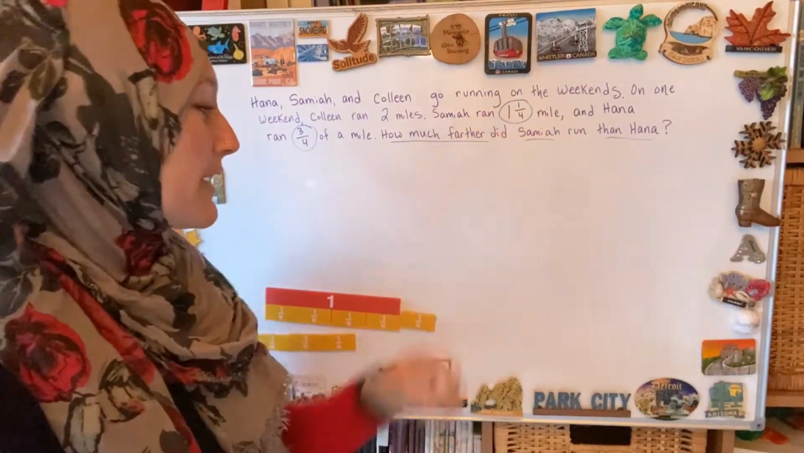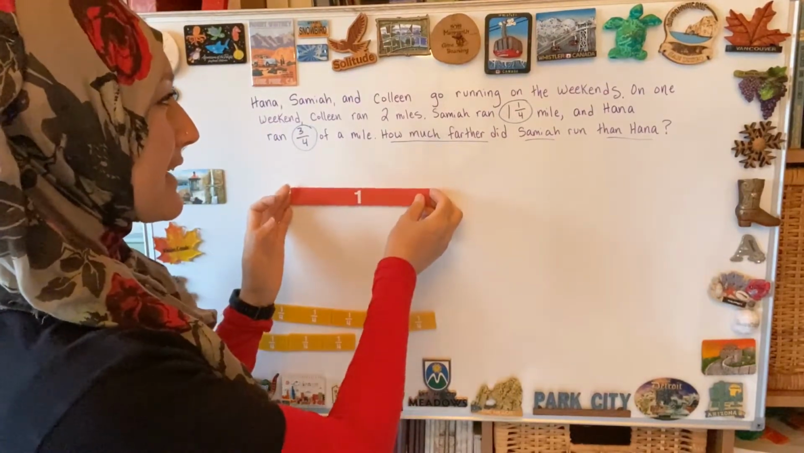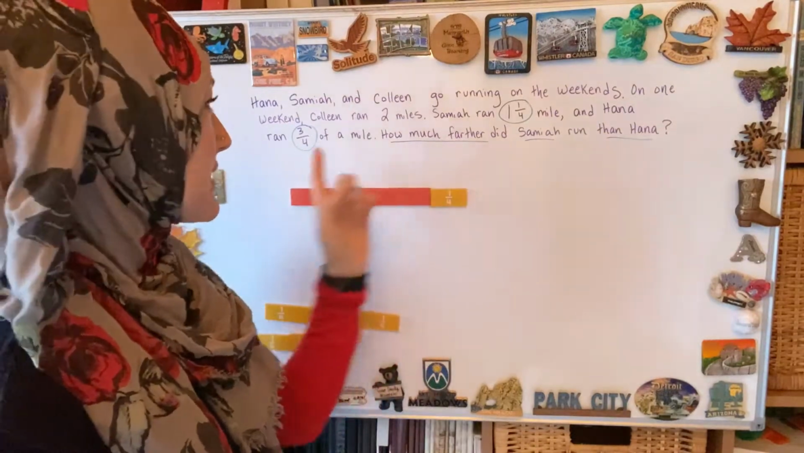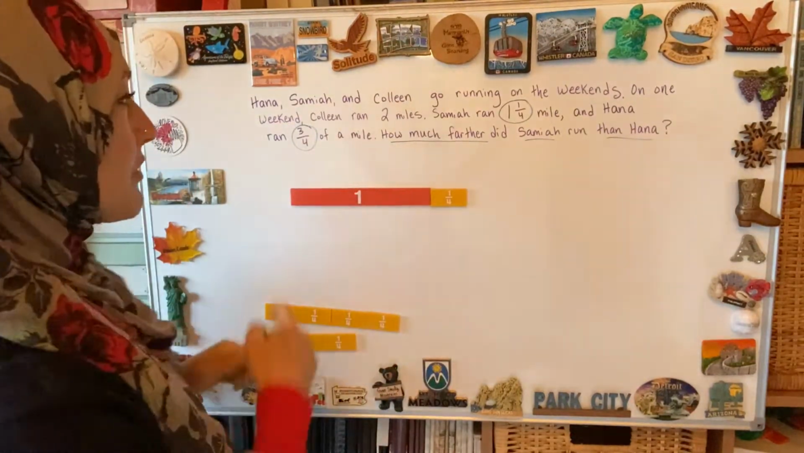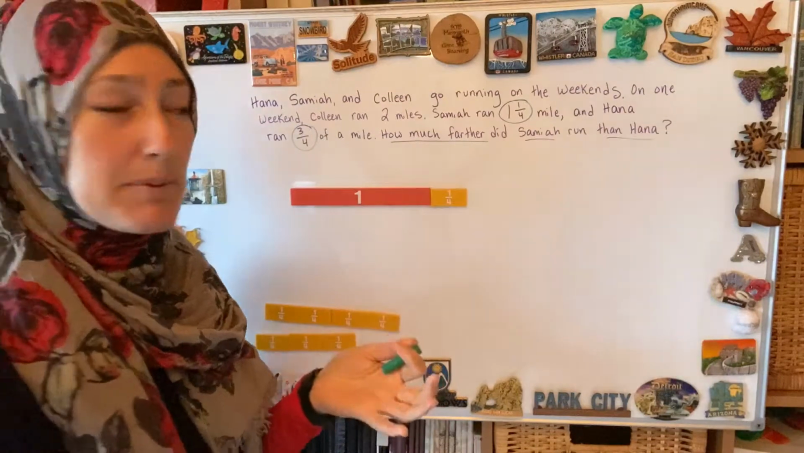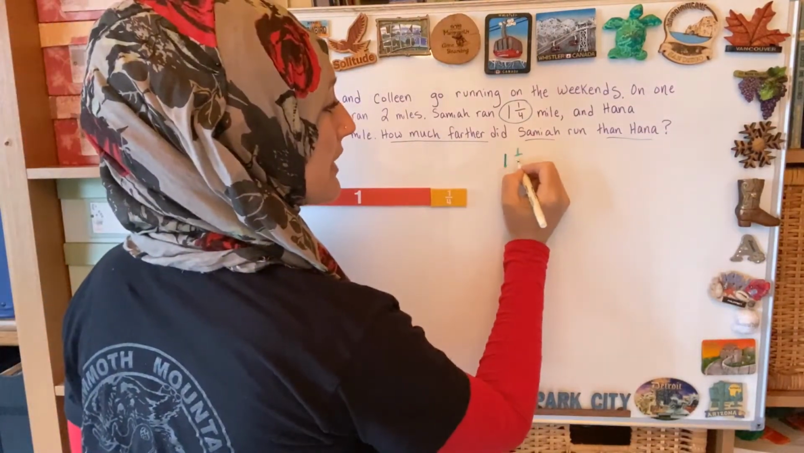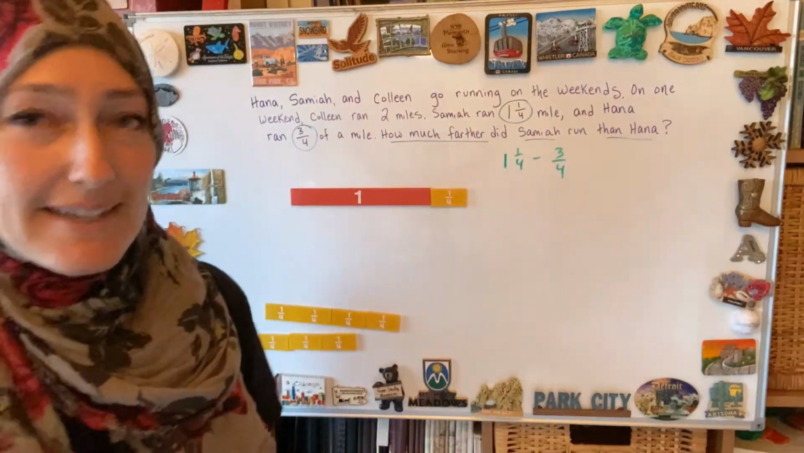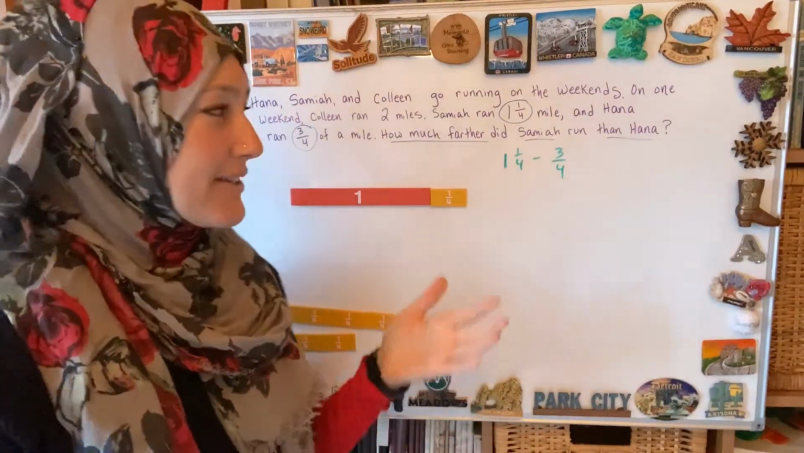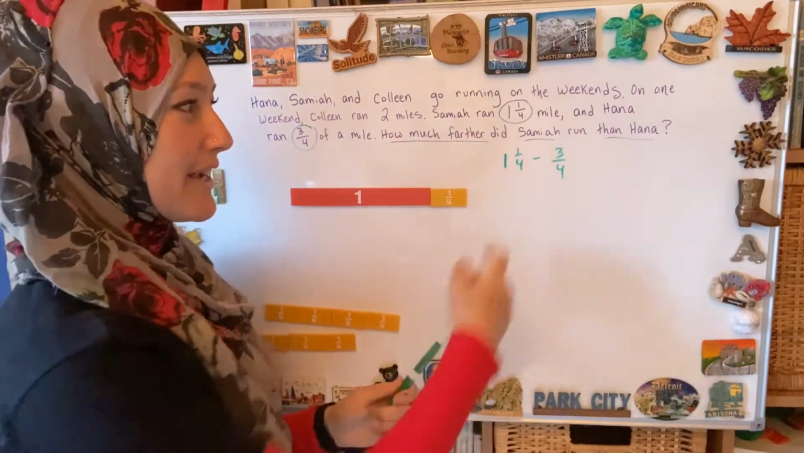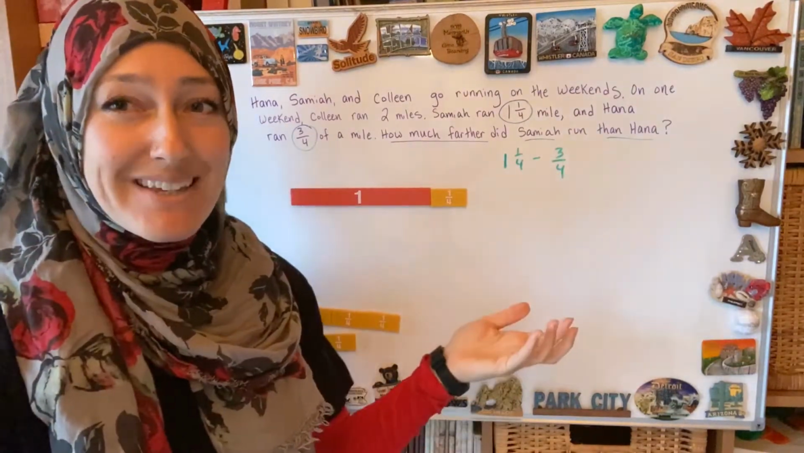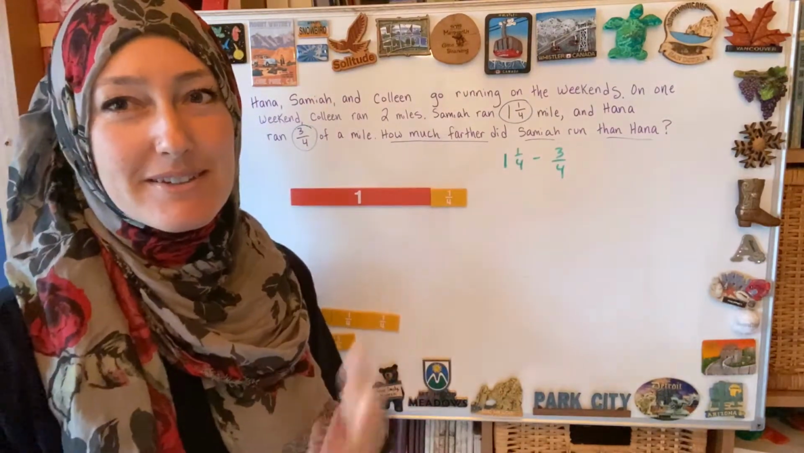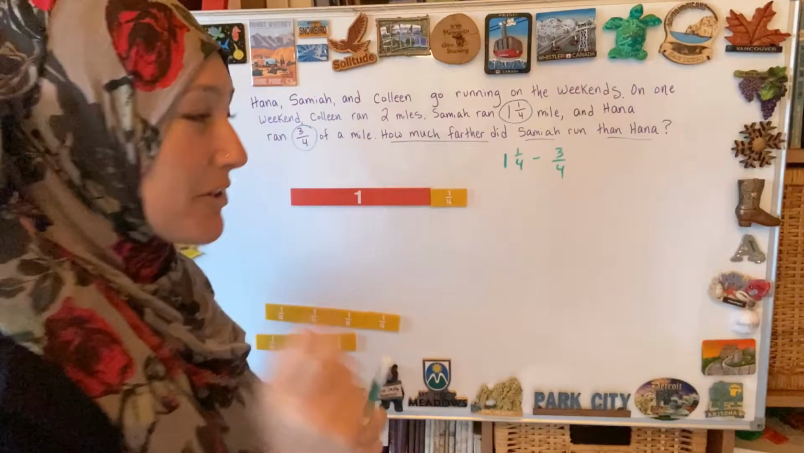So to model 1 1/4, that's like saying 1 1/4, like that. And I wanna take away 3/4, because if we're finding the difference between them, what we're saying is 1 1/4 minus 3/4. Now, from our last lesson, you would think, okay, well, I can just subtract my fractions. I do 1 minus 3. But you can't do that. And don't make the mistake of doing 3 minus 1, because subtraction has to be in the correct order.